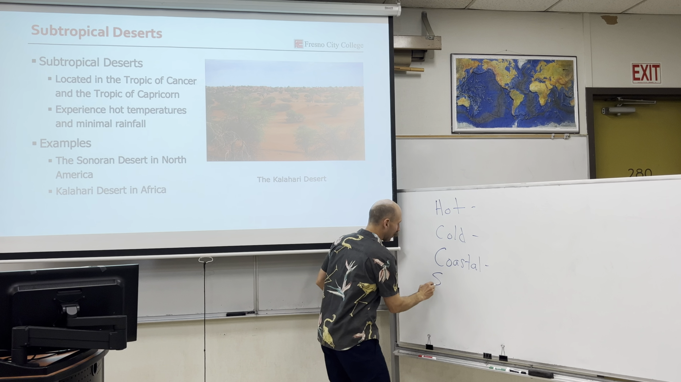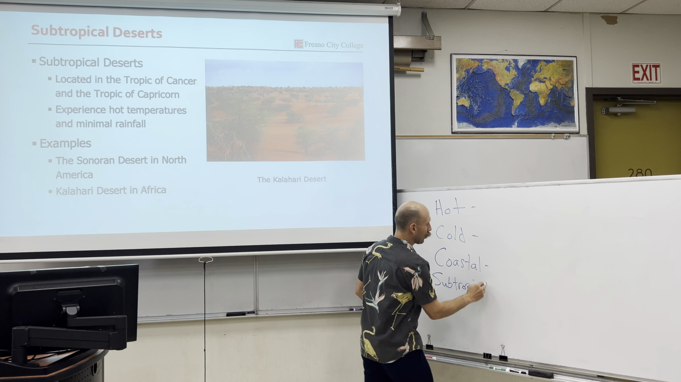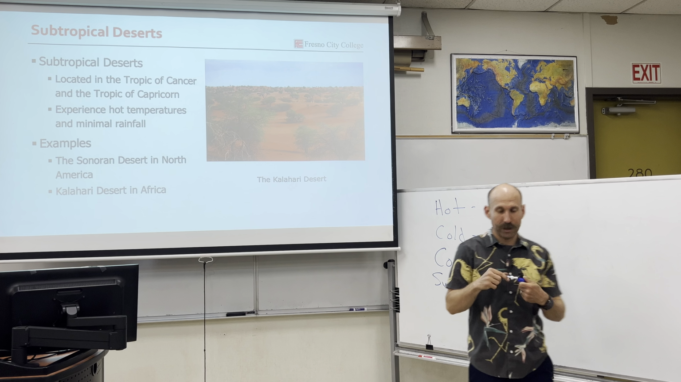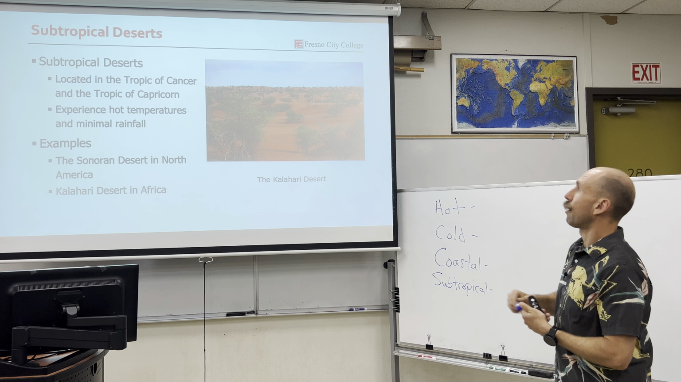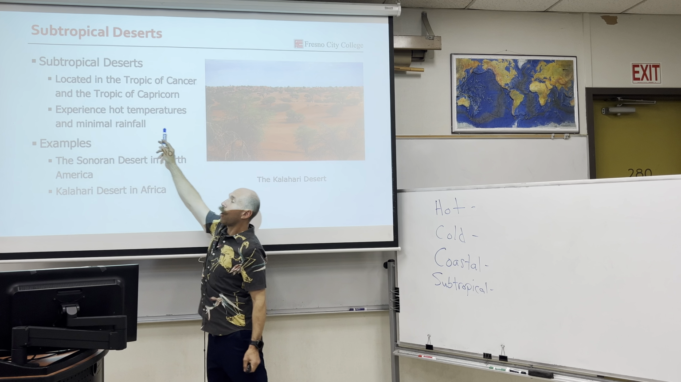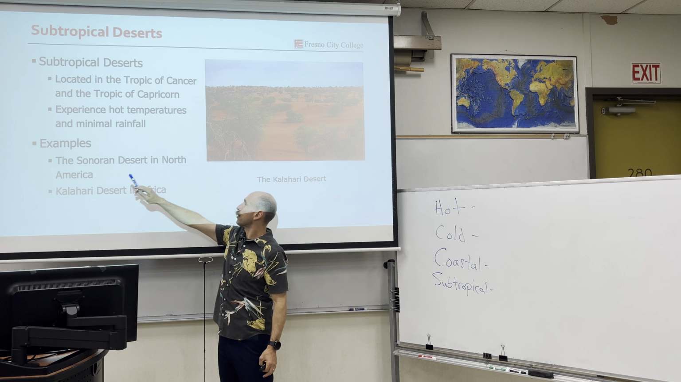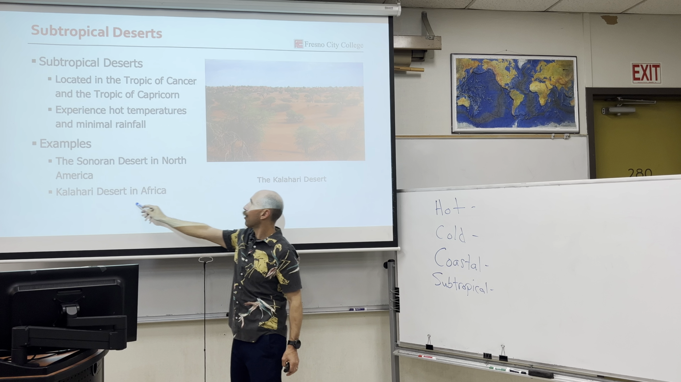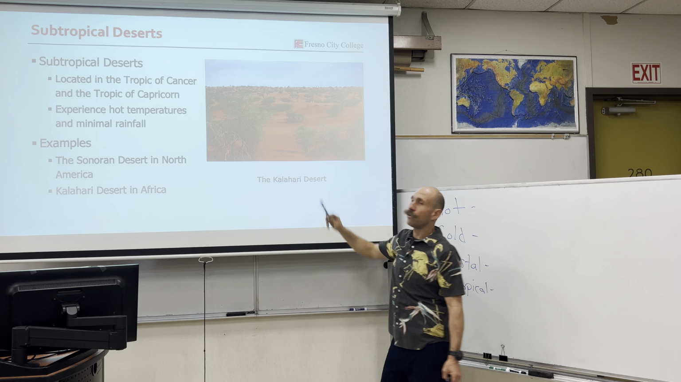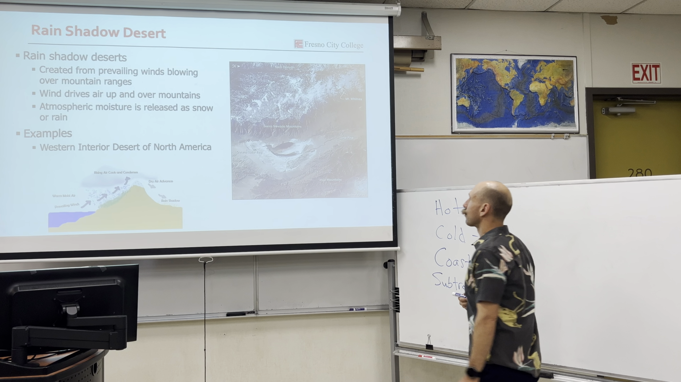Subtropical deserts. Okay, so this is going to be a very particular latitude, geographic location, right? Located in the Tropic of Cancer, Tropic of Capricorn. These are hot deserts in a very specific area. Examples are the Sonoran Desert and the Kalahari Desert. Subtropical are very, very hot deserts.